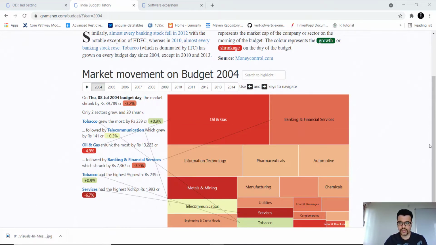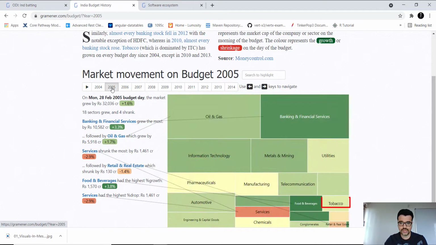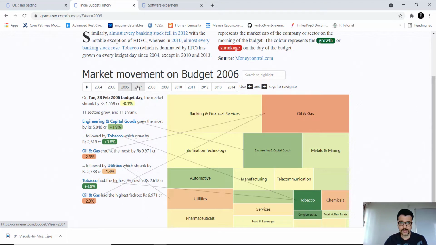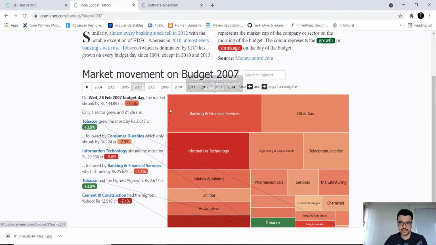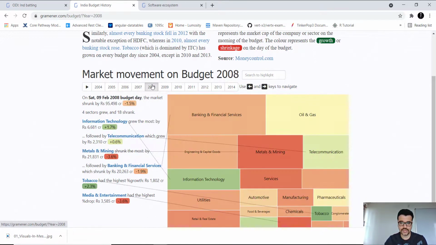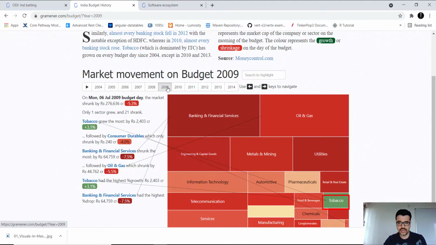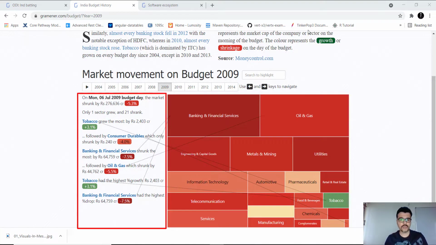Okay, so here you will observe that some of the sectors like tobacco are always growing in various years irrespective of the other segments going down. So here you will see that it is always green. So this way you can analyze the data better and you will see the hidden insights of the data through visualization. So here you can observe that it has also given some narratives or explanation and not just the visuals.